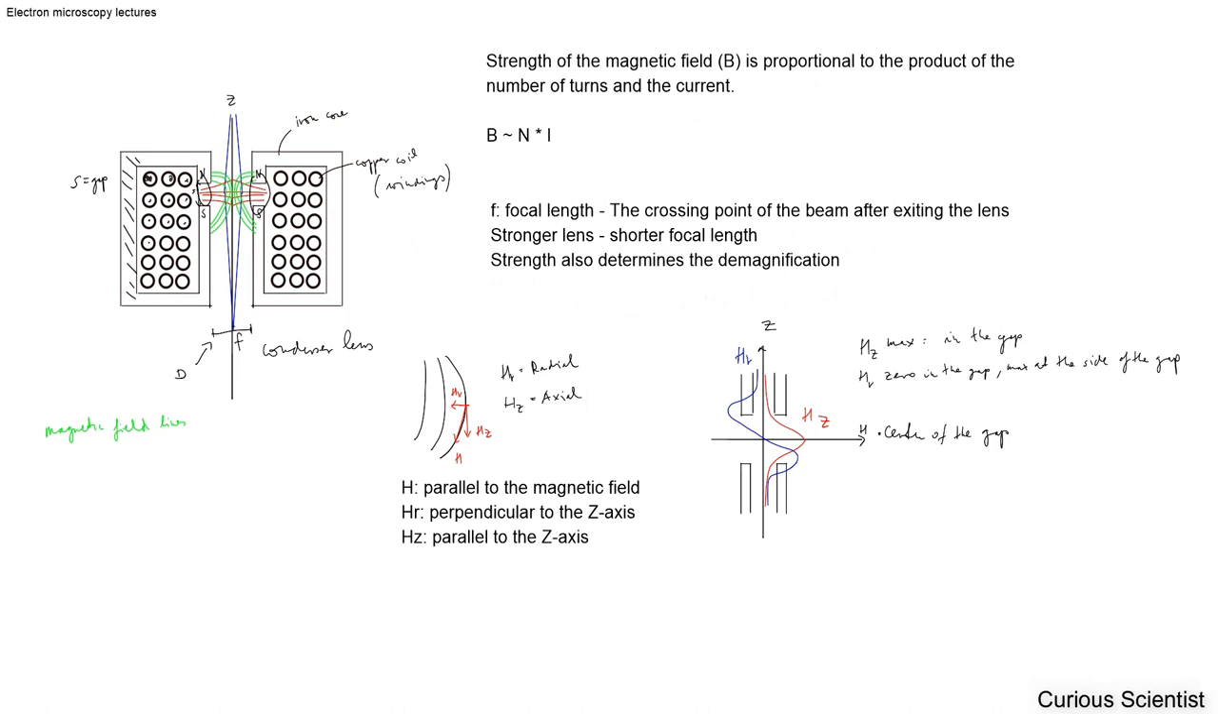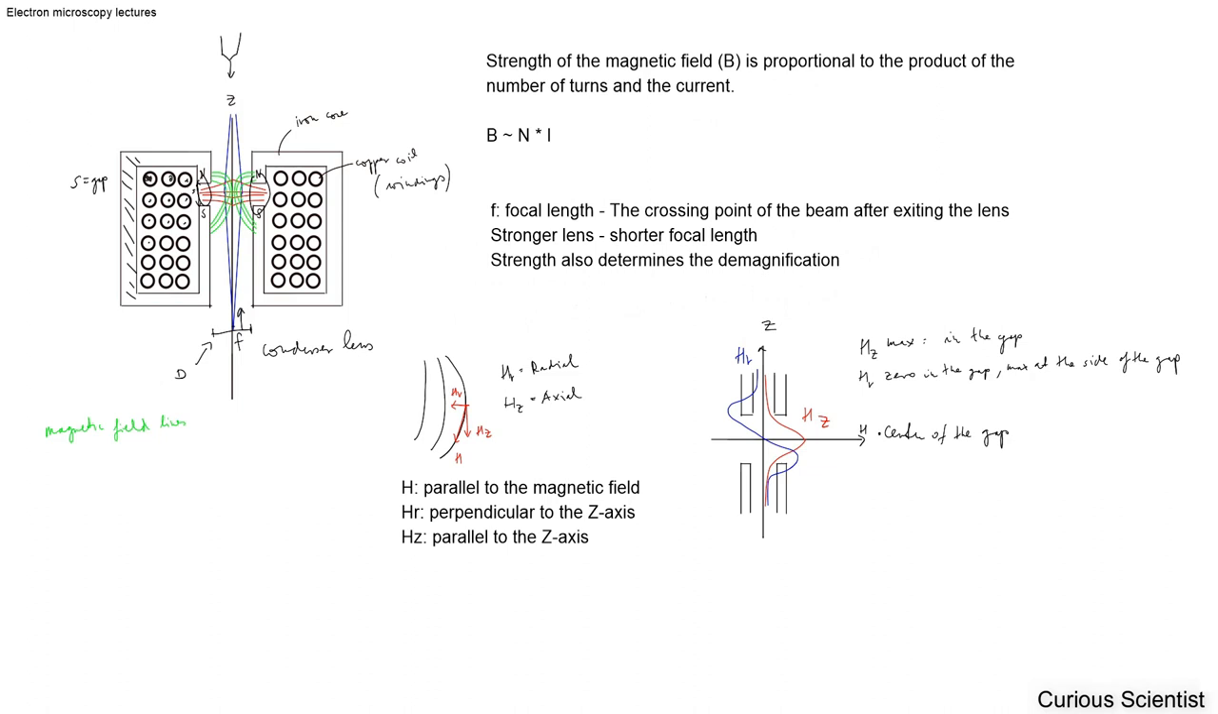And what we have to know about this is that after exiting the lens, we have a focal point somewhere, and that's basically the crossing point of the beam after exiting the lens. And we can manipulate this focal length by manipulating the strength of the lens, which is basically the strength of the magnetic field inside the lens. So if you increase the strength of the magnetic field, then the focal length will be shorter. Also, if you change the strength, that determines the magnification of the original image, which comes from the source up here.